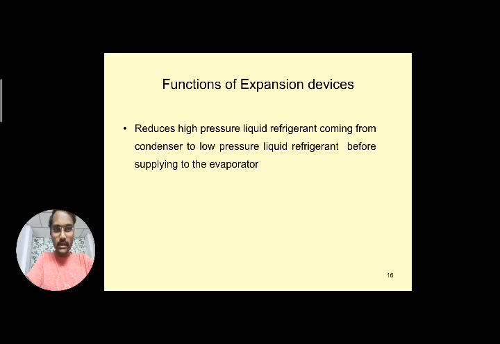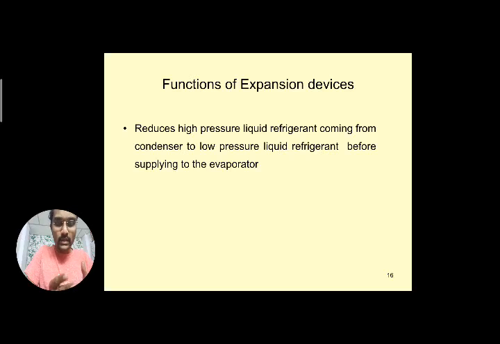Okay. And this is the function of the expansion device. It reduces the high pressure liquid refrigerant coming from the condenser to low pressure liquid refrigerant before supplying to the evaporator. So hope you understood that. It reduces the high pressure liquid refrigerant coming from the condenser to low pressure liquid refrigerant. So no phasing is taking place. Liquid refrigerant is remaining as liquid refrigerant.